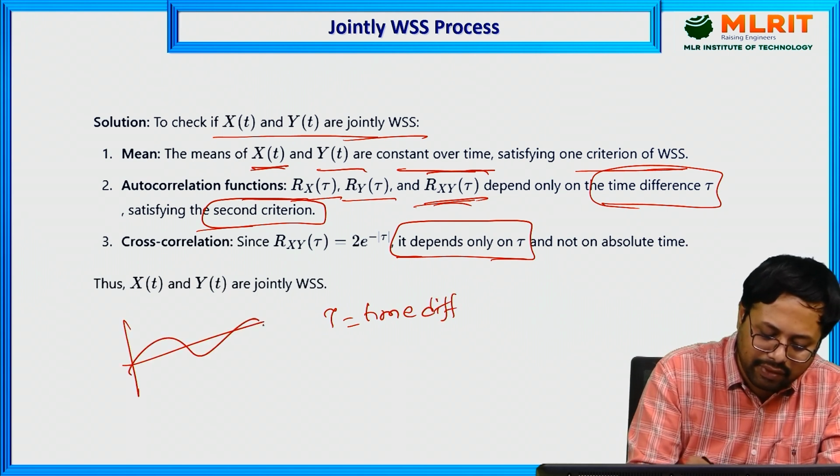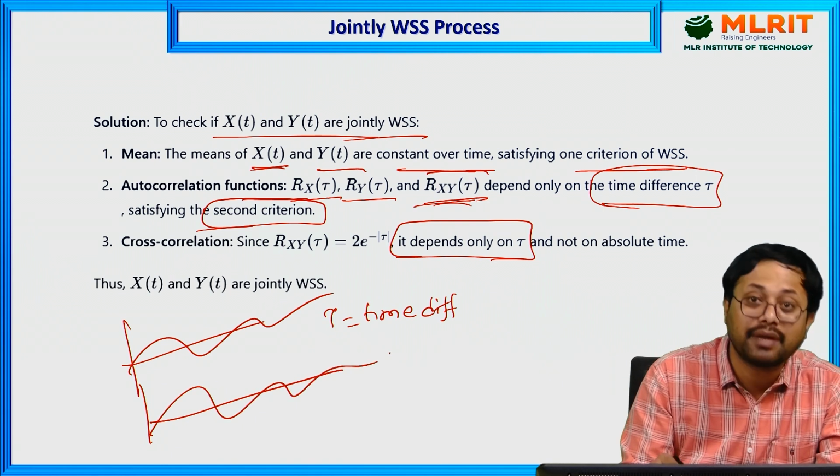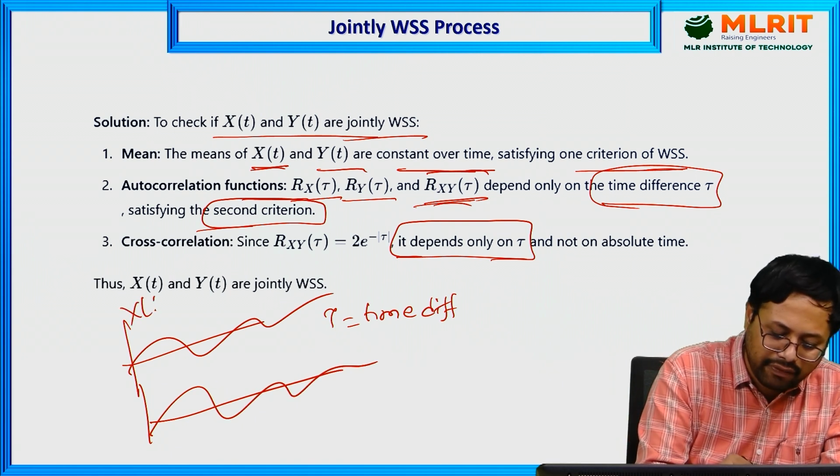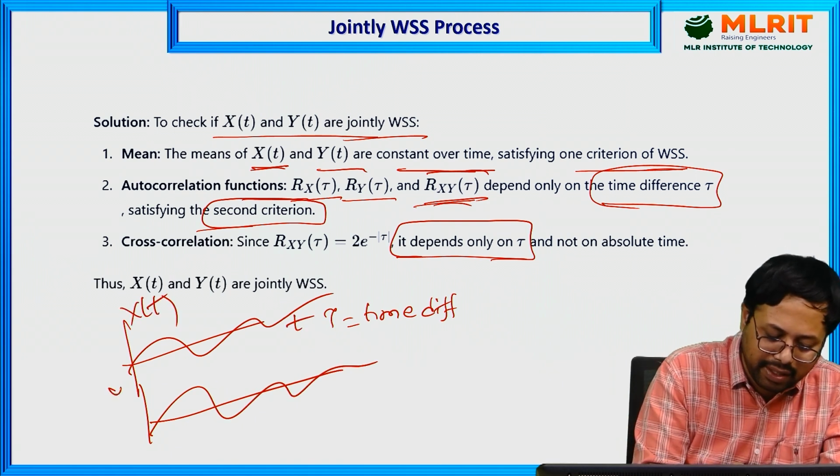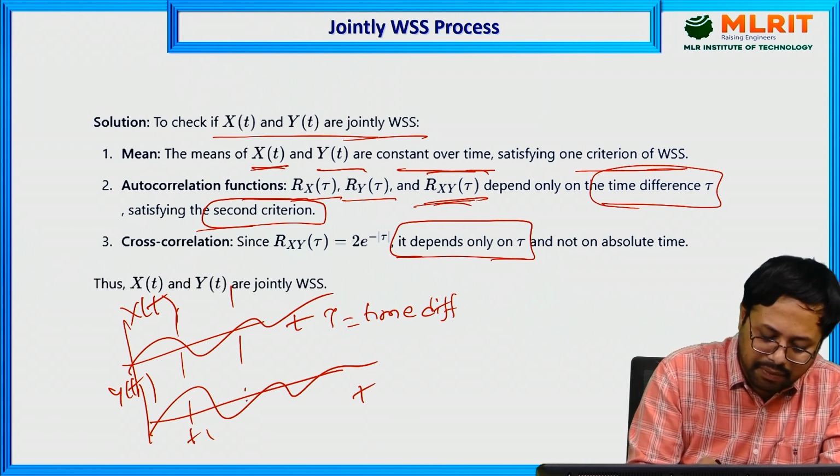This is one of the random signals, and this is the second random signal. This is x of t, and this is y of t, with time t on the x axis. This is a time instant t1, and this is a time instant t2.